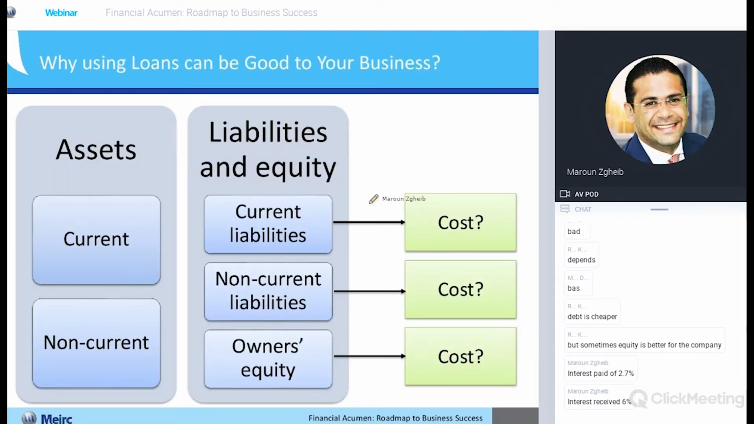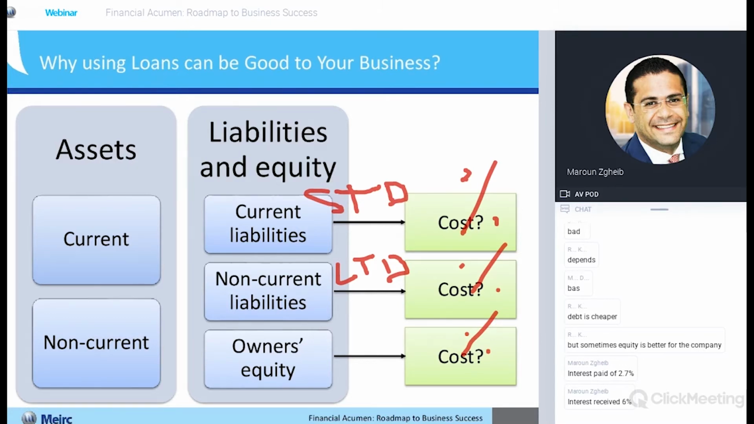So when you are deciding whether to use debt or not, you need to look at the cost of current liabilities, which means the short-term debt. You need to look at the cost of the long-term debt, long-term loans or long-term liabilities, and you need to look at the cost of using your own money. By analyzing those 3 costs, you would decide on the ratio: how much you would use short-term debt, how much you would use long-term debt, and how much you would use equity.